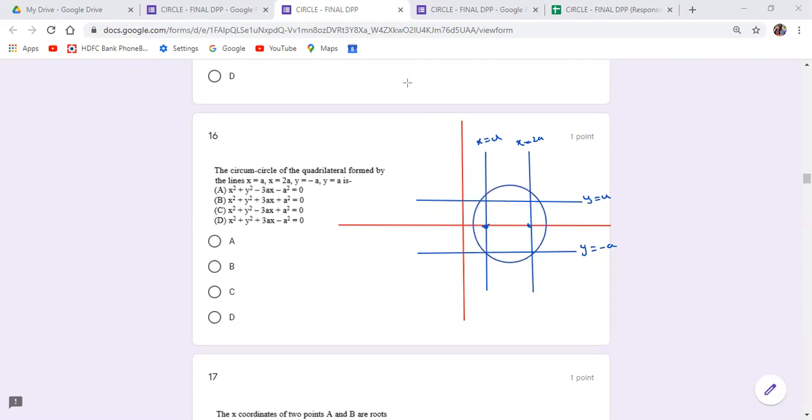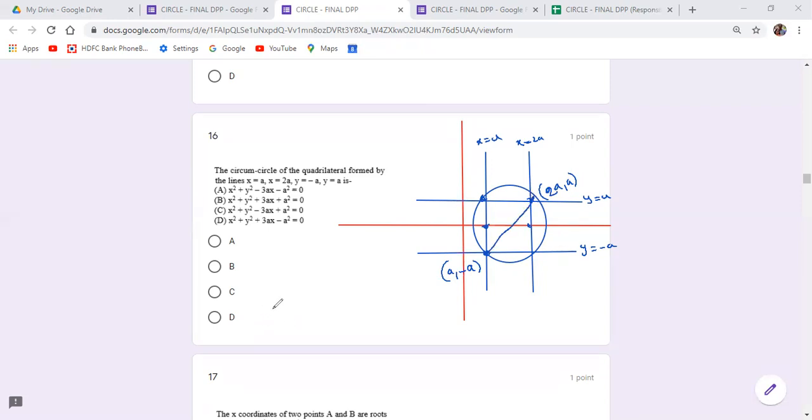What will be the equation of the circle? What will be this point? 2a comma a. What will be this point? a comma minus a. This is the diameter. Yes, sir.